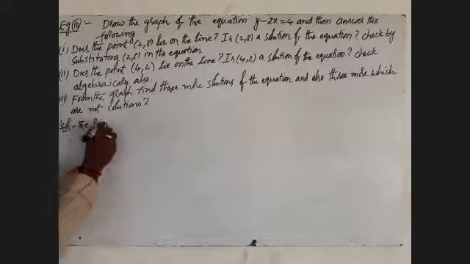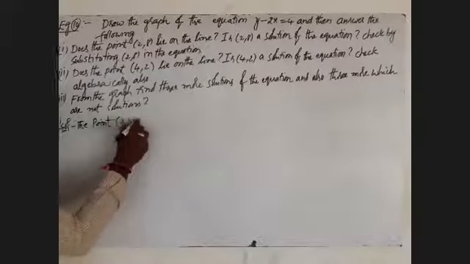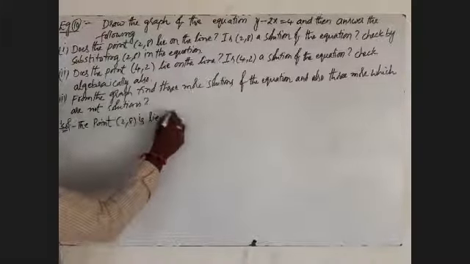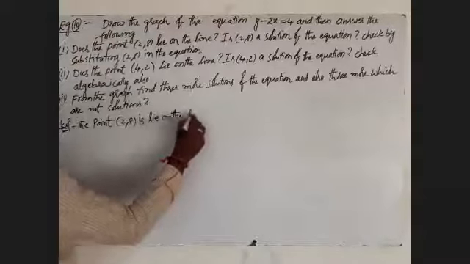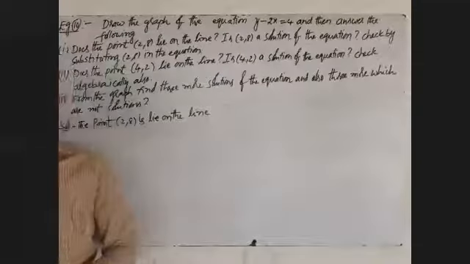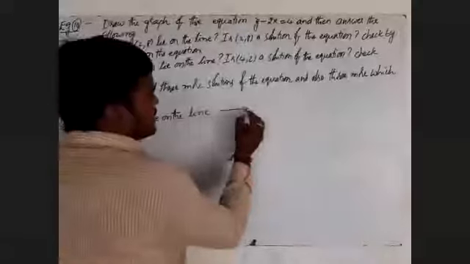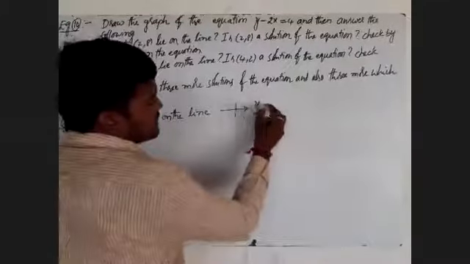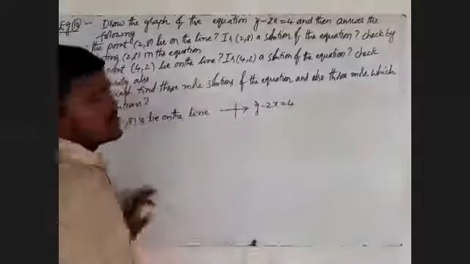Does the point 2, 8 lie on the line? Is 2, 8 a solution of the equation? Check by substituting 2, 8 in the given equation. The point 2, 8 lies on the line. We will take the given linear equation, that is y minus 2x is equal to 4.